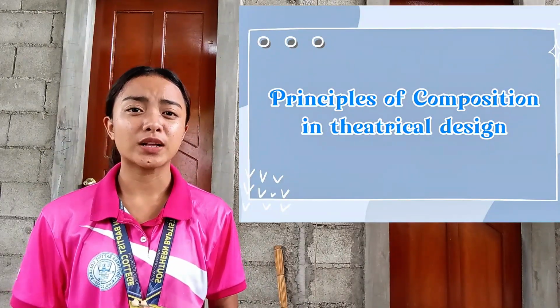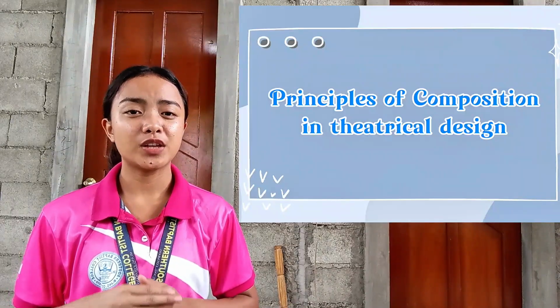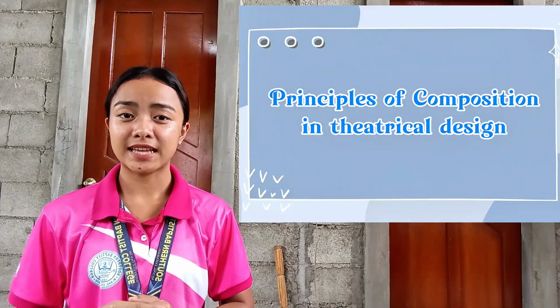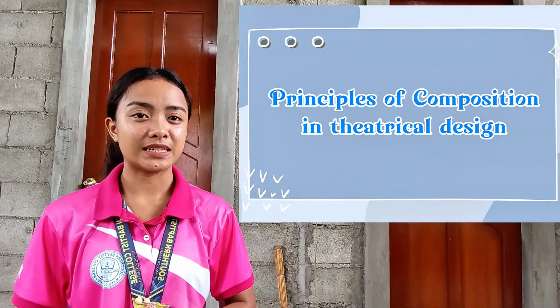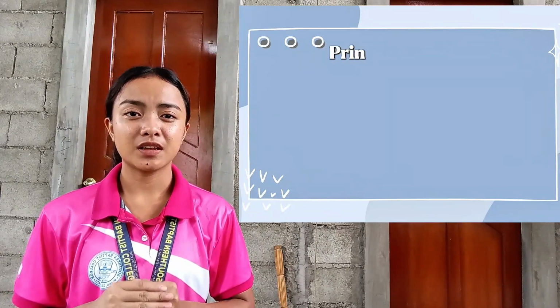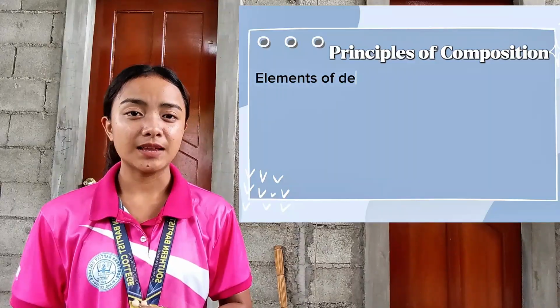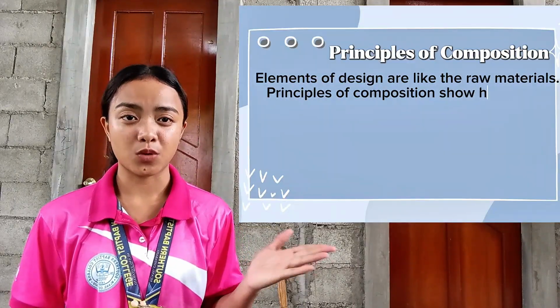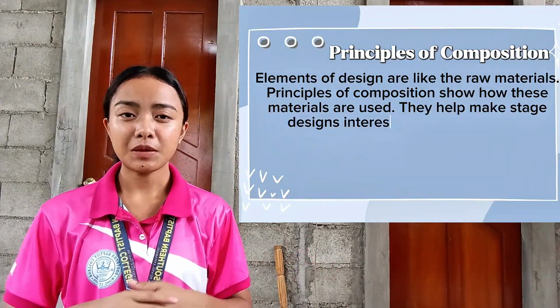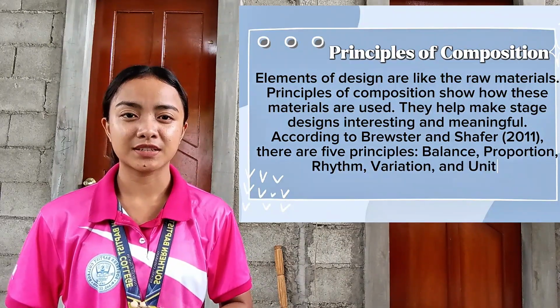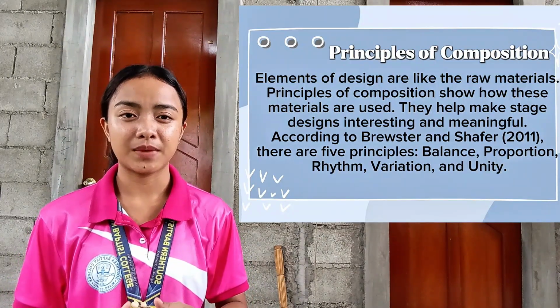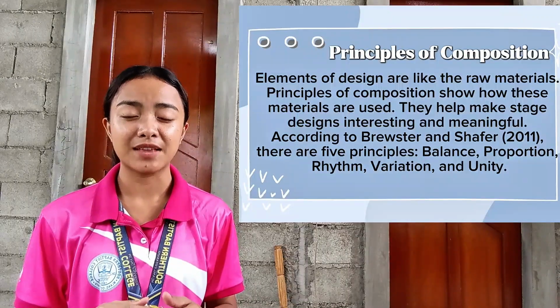So this design will help the designer in arranging visual elements on stage in order to create a meaningful and appealing design. So, principle of composition. Elements of design are like raw materials. Principle of composition shows how these materials are used, so they help make stage design interesting and meaningful.